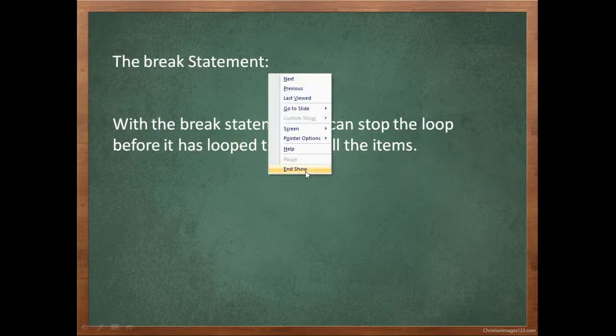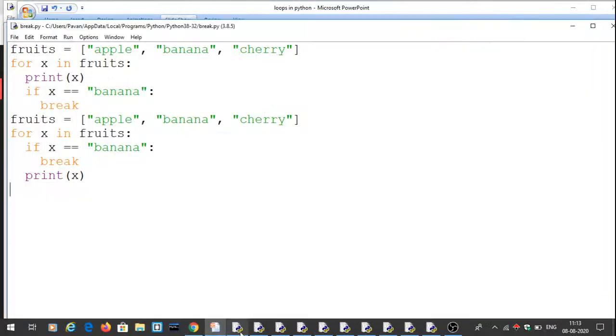Let's see an example. Here is the example. Here we have stored some elements in a list, the names of the fruits in the list fruits. Here we are iterating the list. Here I want to print x. If x equals banana, that is, if the variable x has the string banana, it will break the loop. It won't execute the remaining iterations.